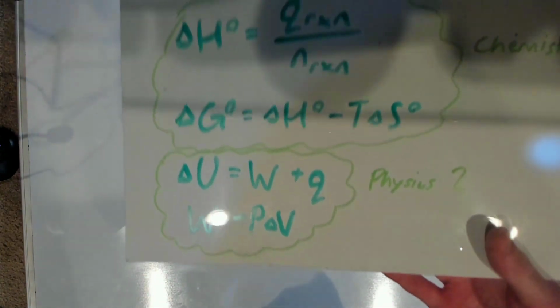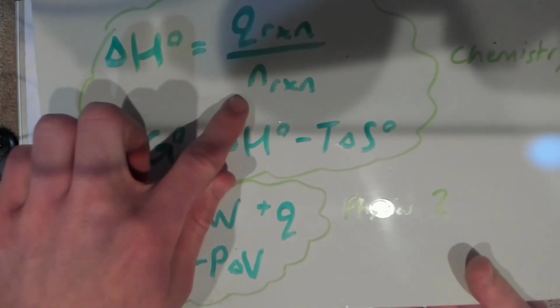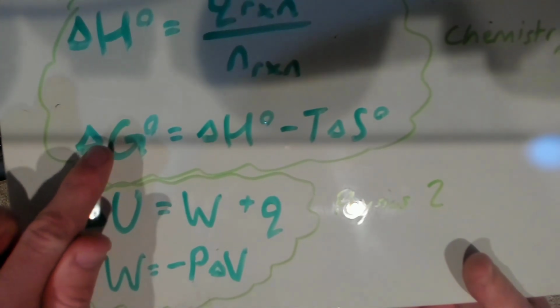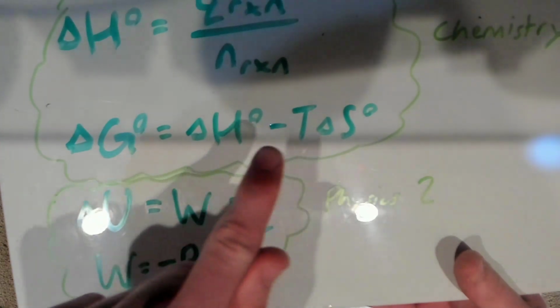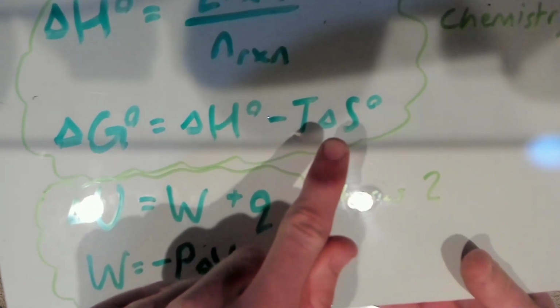But the first thing we need to know really quick is just what these variables mean. This is enthalpy, this is heat, this is moles of the reaction, specifically reaction. This is Gibbs free energy, this is enthalpy again, this is the temperature of the reaction in Kelvin, this is the entropy of the reaction.